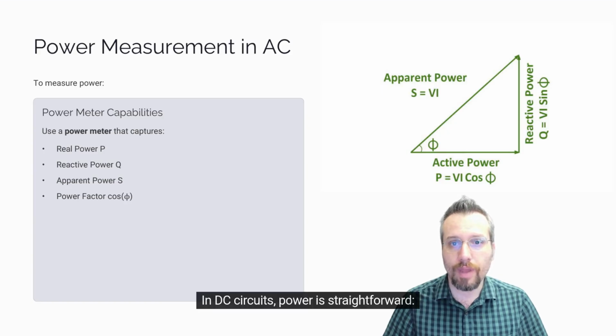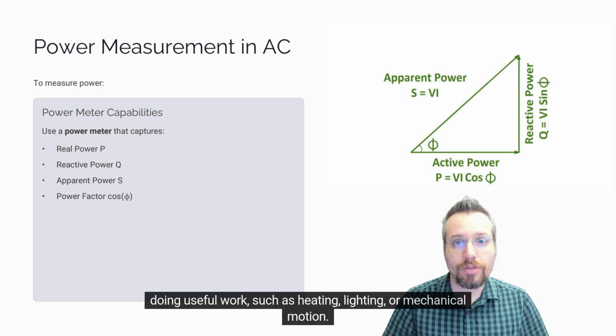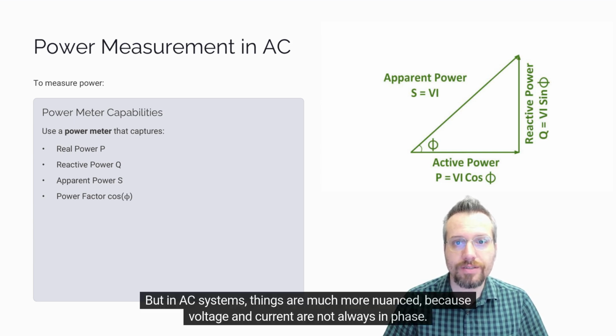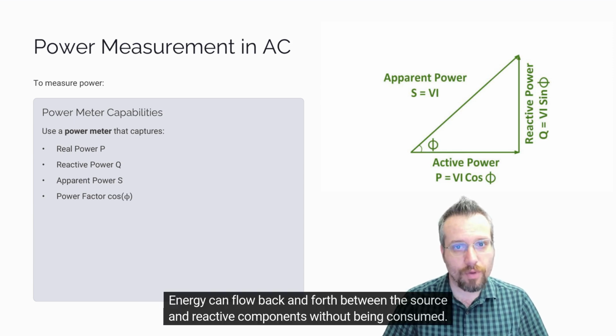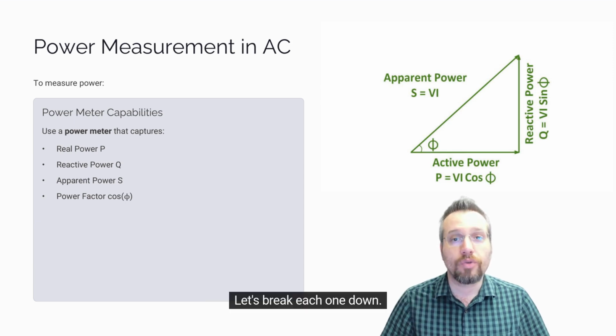In DC circuits, power is straightforward. P is equal to V times I. The voltage and current are constant, and all power delivered to the load is real power, doing useful work such as heating, lighting, or mechanical motion. But in AC systems, things are much more nuanced because voltage and current are not always in phase. Energy can flow back and forth between the source and reactive components without being consumed. This gives us three distinct types of power, which are real power, reactive power, and apparent power. Let's break each one down.